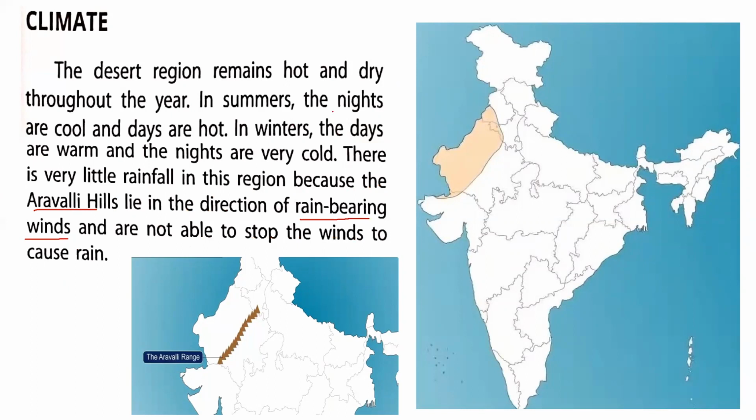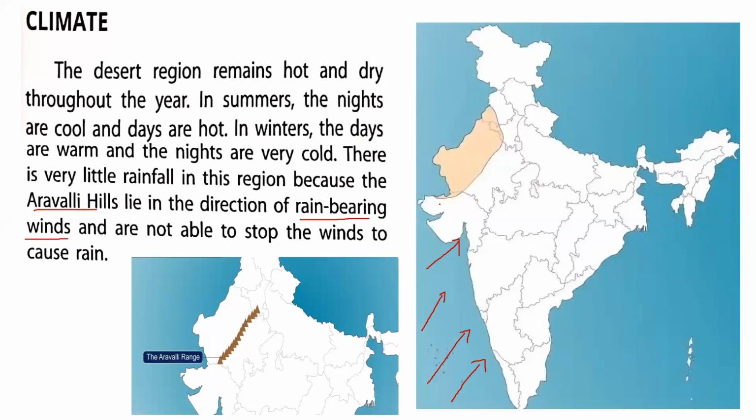Look at the map over here, children. Okay. What are rain-bearing winds? The winds that bring rain are called rain-bearing winds. These winds blow from the oceans and seas towards the land. This way it blows, children. These are actually seasonal winds. Only during a particular season, these winds blow.